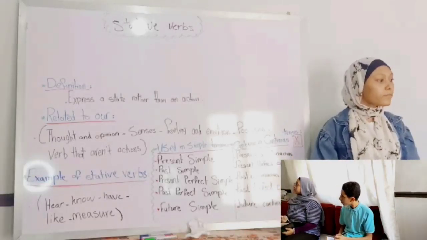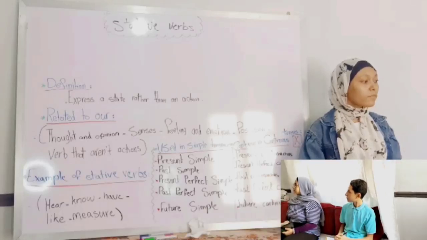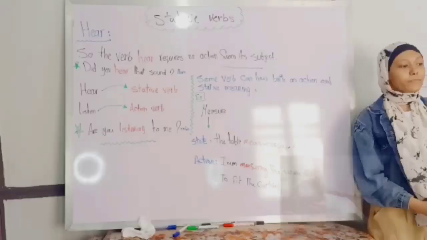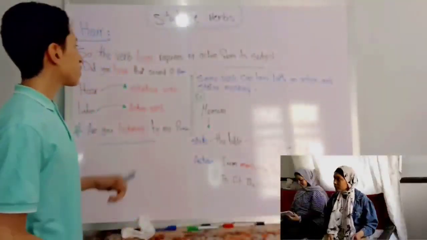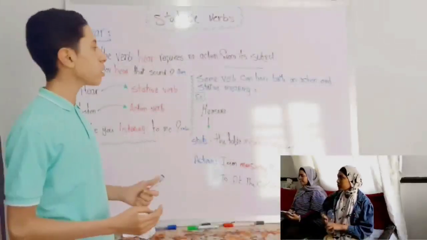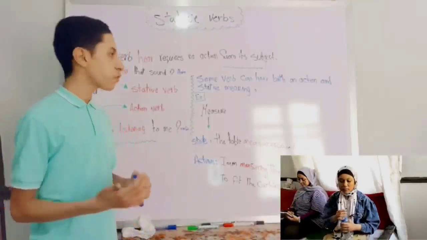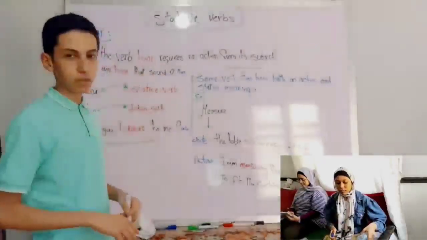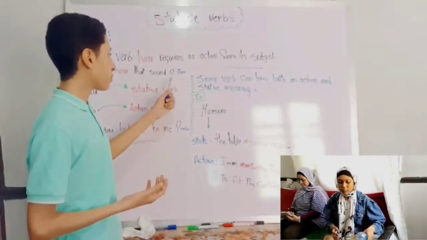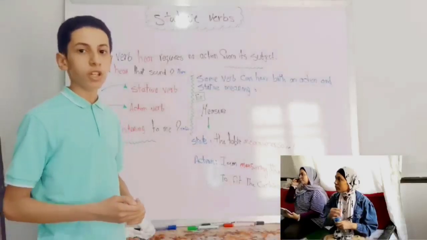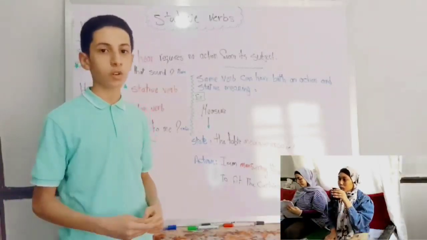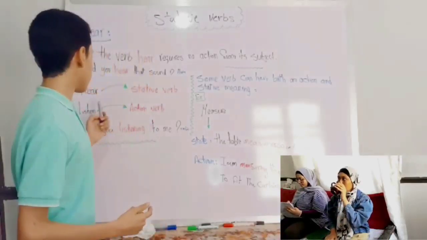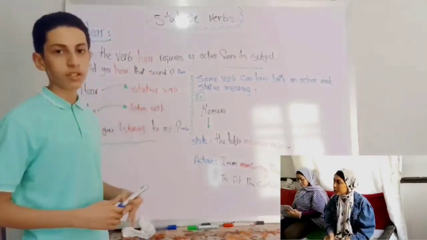You said that stative verbs describe a state, but what does that really mean? So, I know the answer to the question. The verb here requires no action from its subject. For example, did you hear the sound? If the alarm goes off, you will hear it. It's not up to you. You won't choose whether you hear it or not. So, in this case, hear is a stative verb.